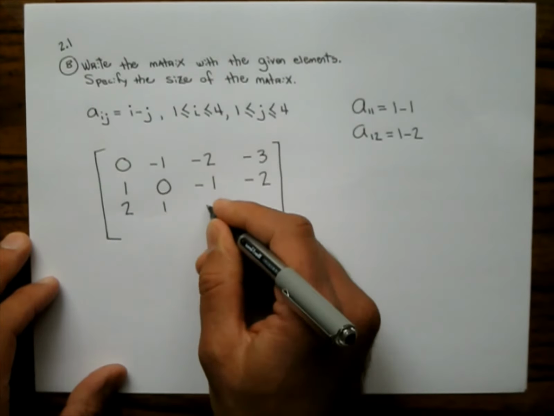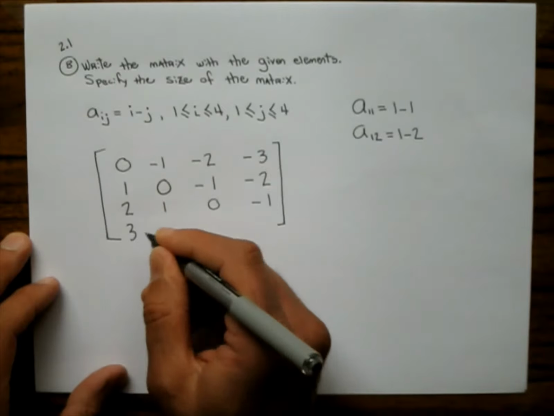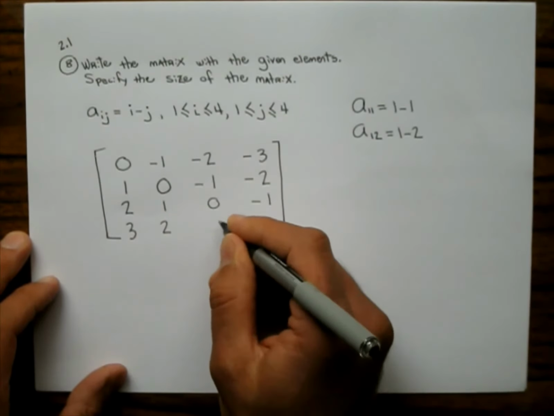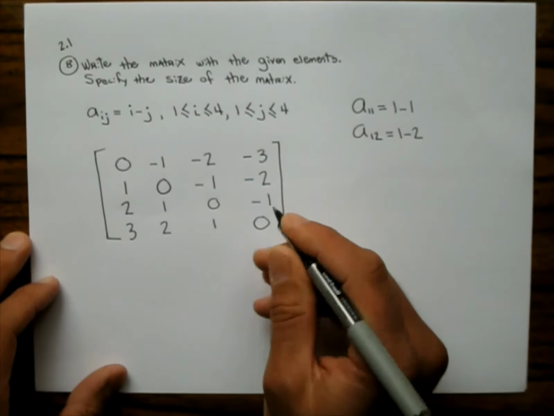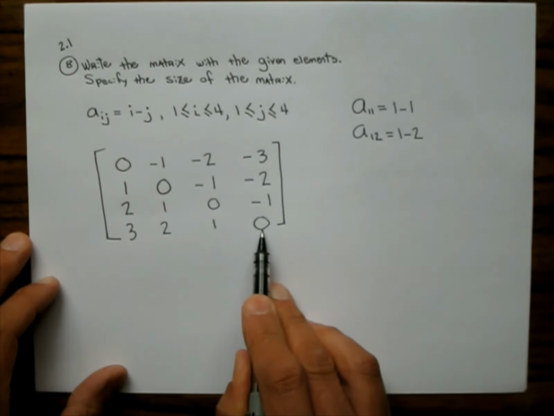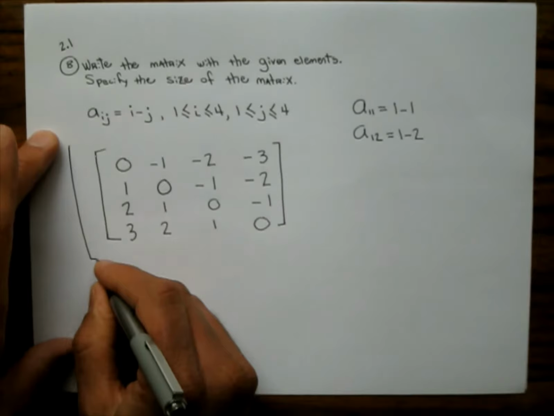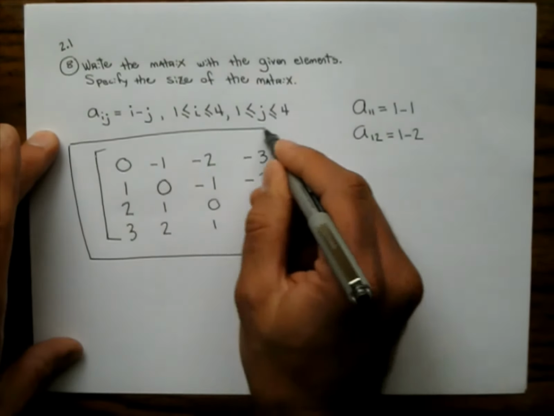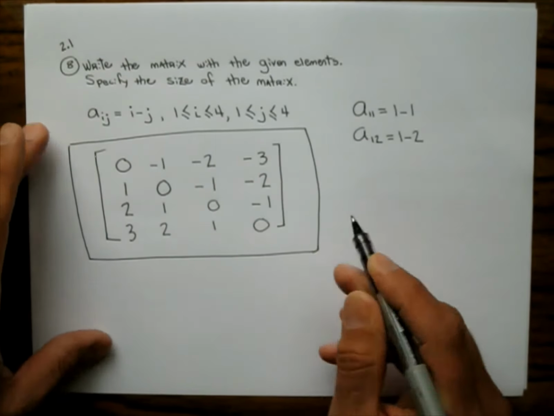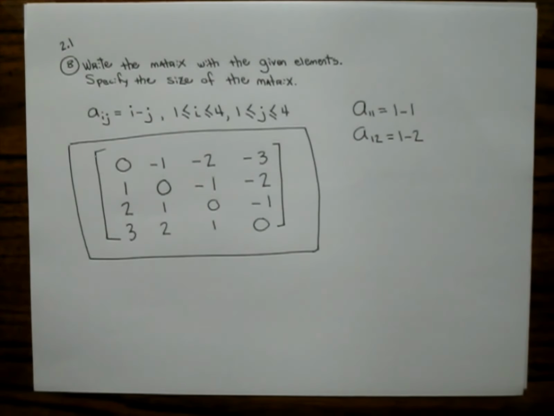So I'll go ahead and fill in the rest of this matrix, and you can verify to make sure that I am correct. For instance, this is A41, and this is 4 minus 1, which is 3. And then this is A44, which is 4 minus 4, which is 0. So this gives me the answer. This problem hopefully is not too difficult. It's just getting you used to this index notation. So that is problem number 8 from 2.1.